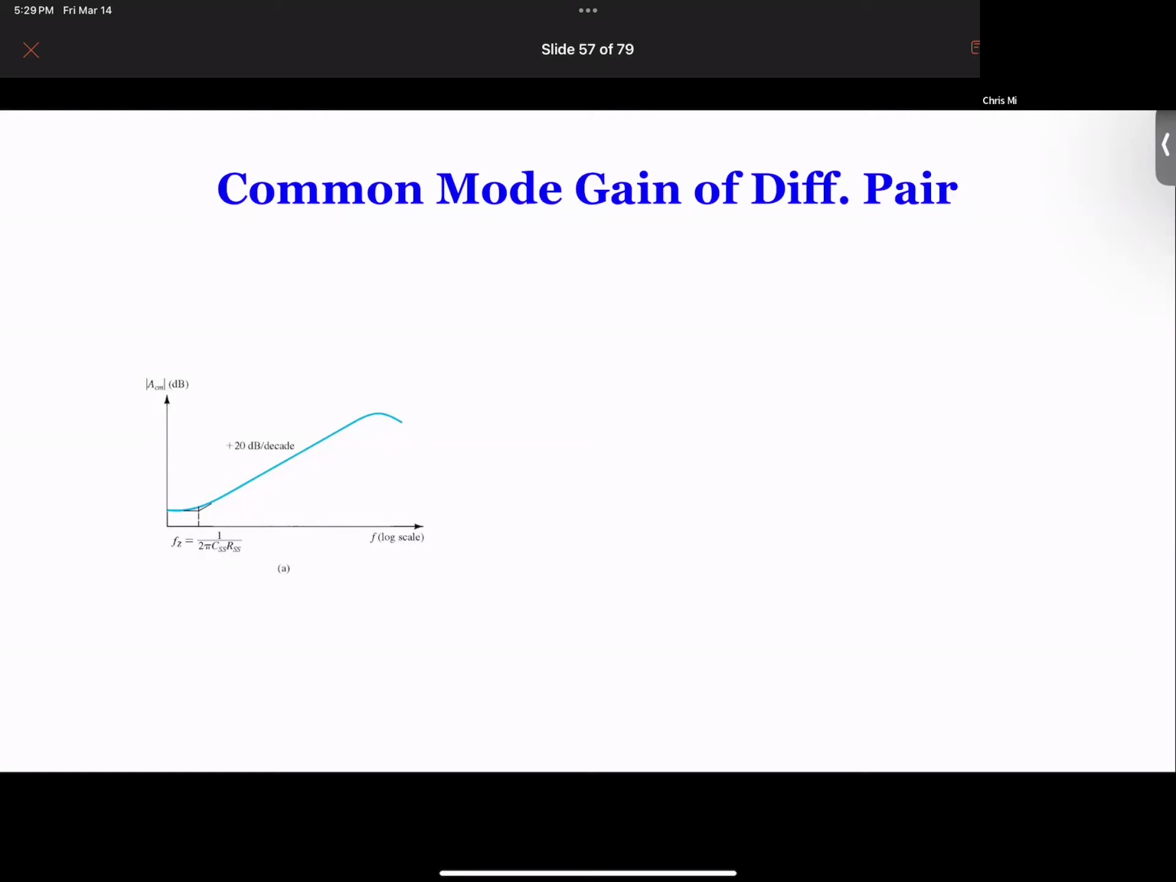Now, you see what happens. Why is this important? Because when you have a common mode input that falls at a certain high frequency range, instead of having a constant output, it actually gets amplified.